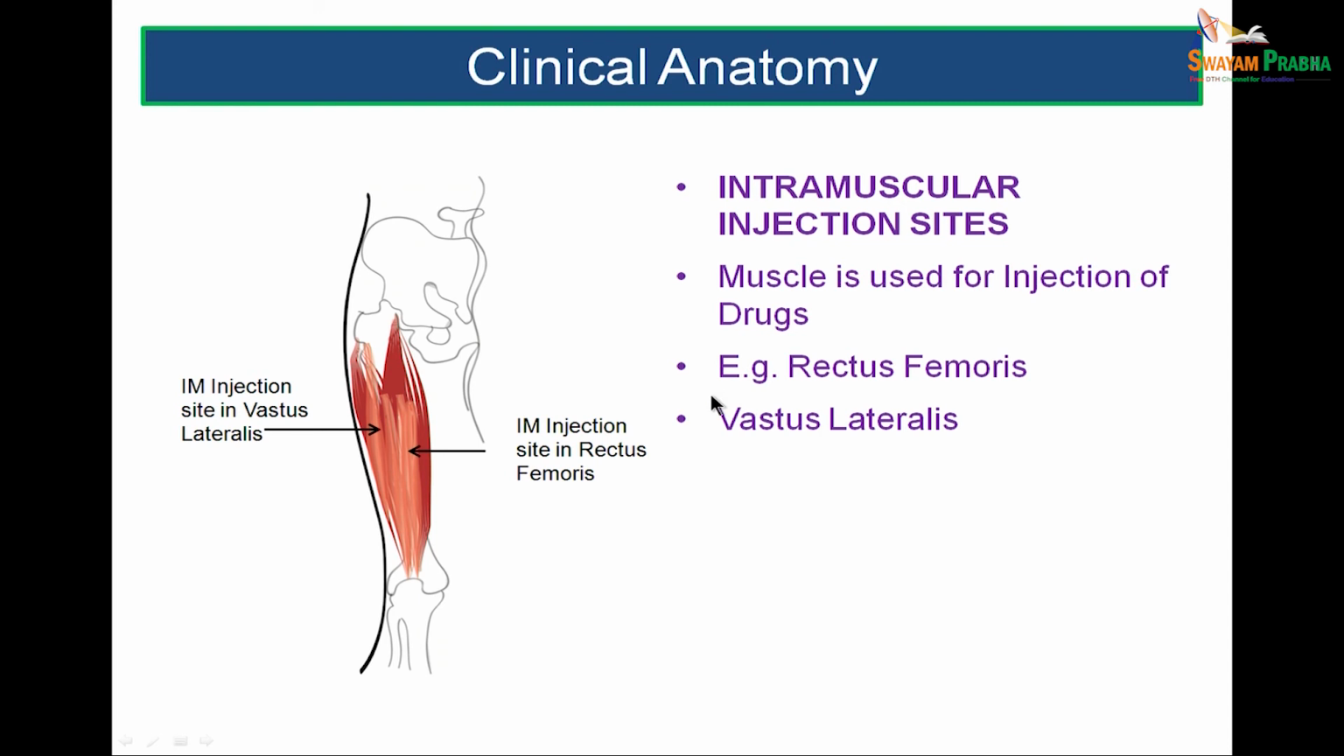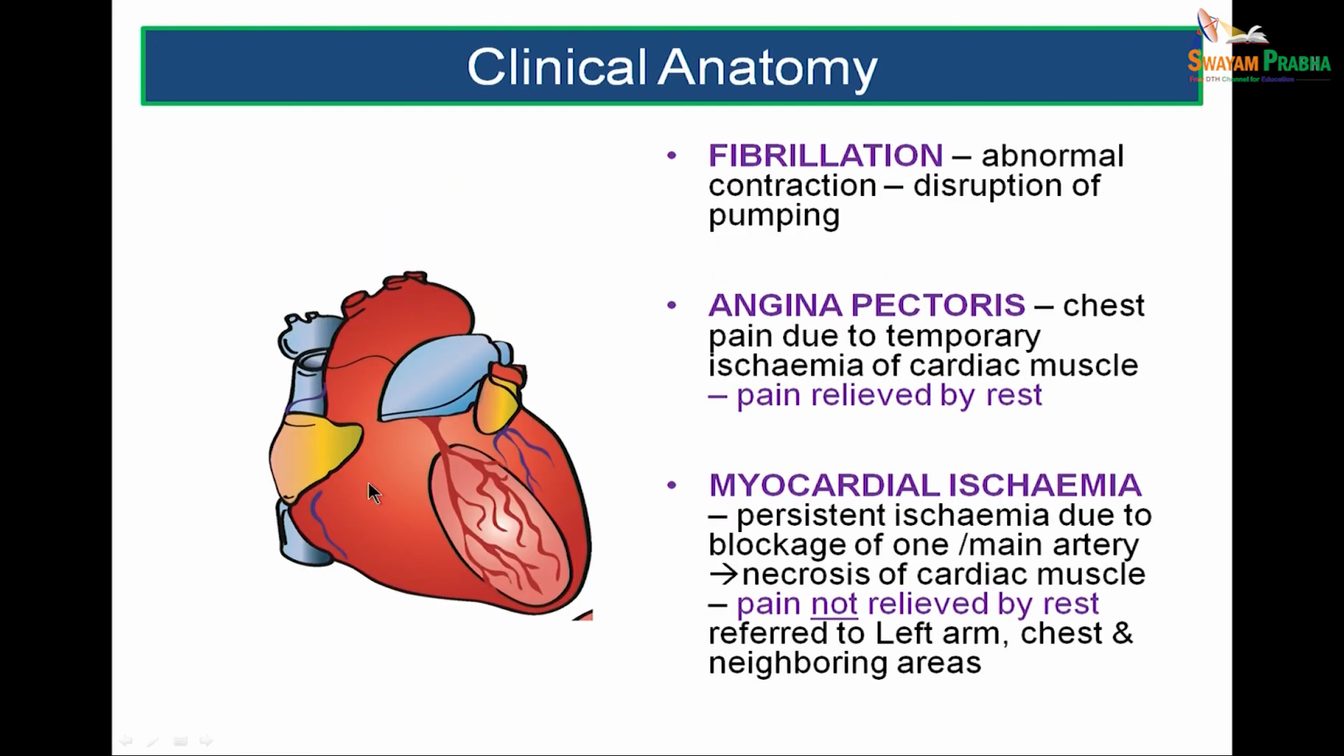Intramuscular injection sites. Intramuscular injections are a very common feature. We need to know which muscles in this body can be used for these sites. So, you have rectus femoris here, and that would be your injection site, or the vastus lateralis, which could also be used for muscular injections.